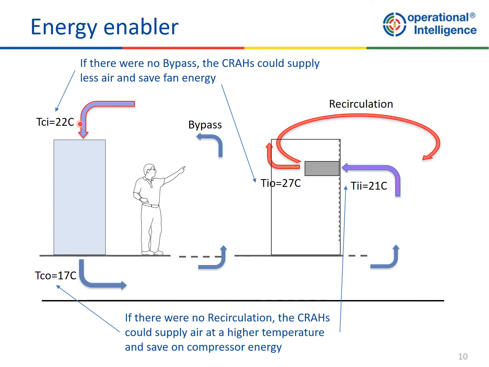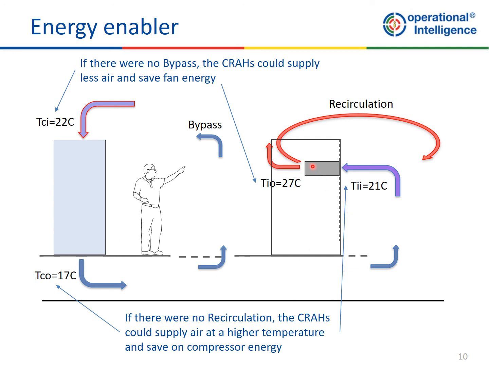But the important thing here is that when you look at bypass, this CRA unit is using its fan to supply cold air here, of which only 50%, as we saw in the previous case, was going into IT equipment. The other 50% was bypassing this way. This means that this fan is working twice as much as it needs to be, and you have an opportunity to save energy there. The other thing to notice is recirculation.